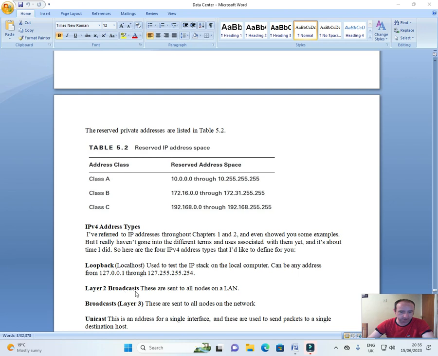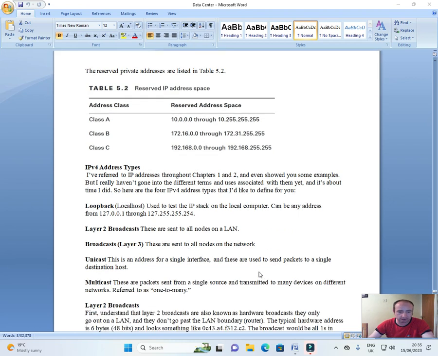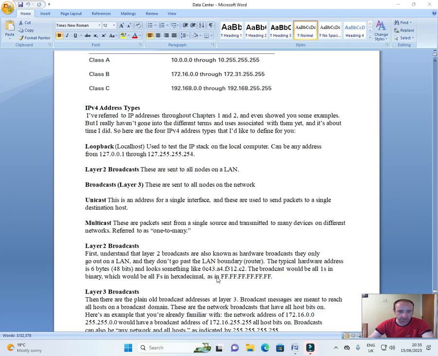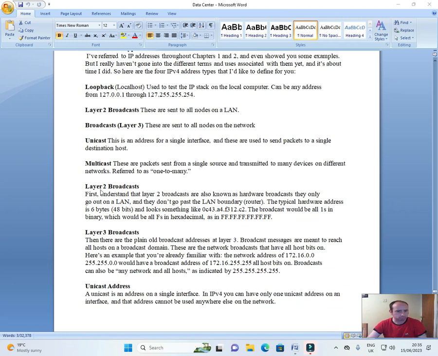127.255.255.254. Layer 2 broadcast. These are all sent to all nodes on a LAN. Broadcast layer 3. These are sent to all nodes on the network. Unicast. This is an address for a single interface, and these are used to send packets to a single destination host. Multicast. These are packets sent from a single source and transmitted to many devices on different networks, referred to as one-to-many.